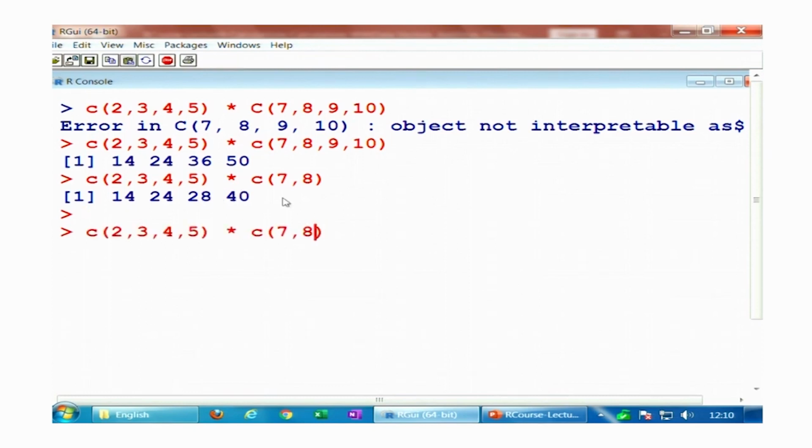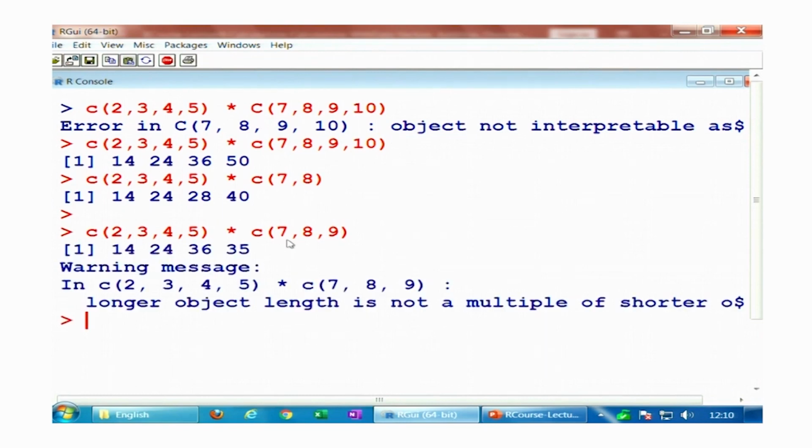Now, in case I try to make the third value here as 9, so that the second data vector has 3 elements and the first data vector has 4 elements. If you try to multiply here the 7, 8, 9, this is going to be multiplied with 2, 3 and 4 respectively, and after that this 5 is going to be multiplied with the first element, which is 7. So, you get here the answer 2 into 7 is 14, 3 into 8 is 24, 4 into 9 is 36 and then 5 into this 7, this is 35.